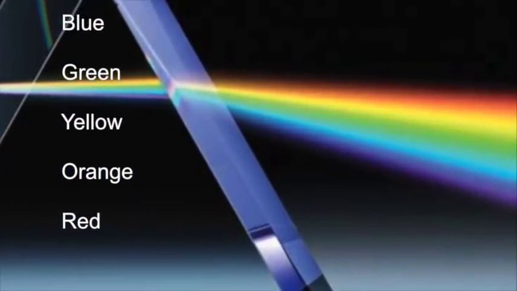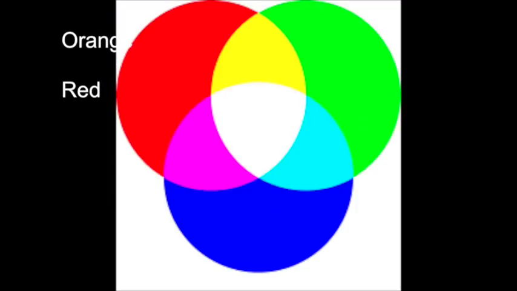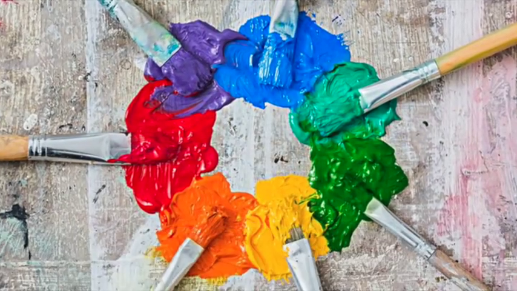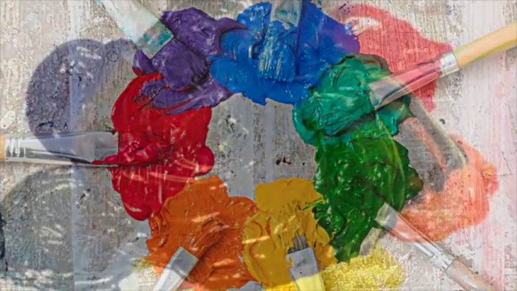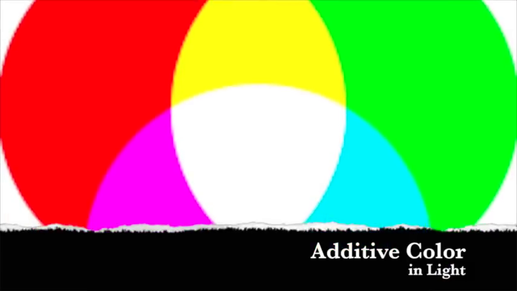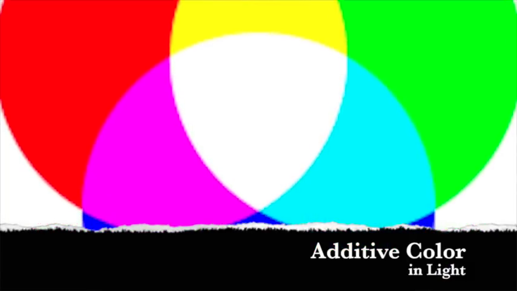Color is actually divided into two categories, color in light and color in pigment. Color in pigment is called subtractive color. Even non-artists are familiar with school projects where we mixed all the colors together in pigment to make black. Additive color behaves differently. It is the color in light.